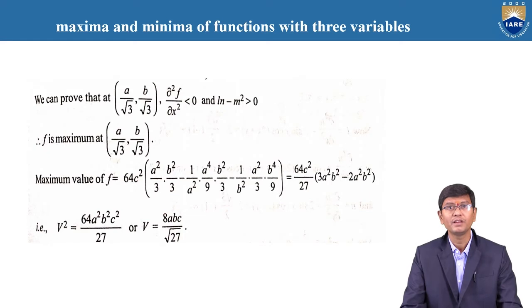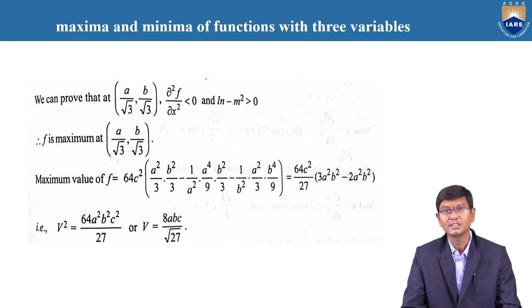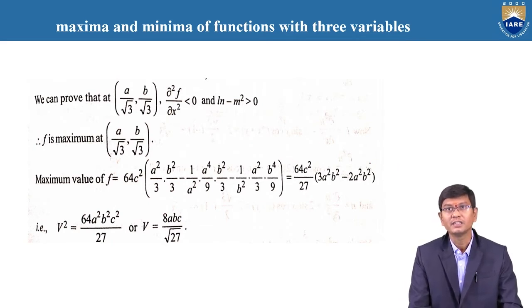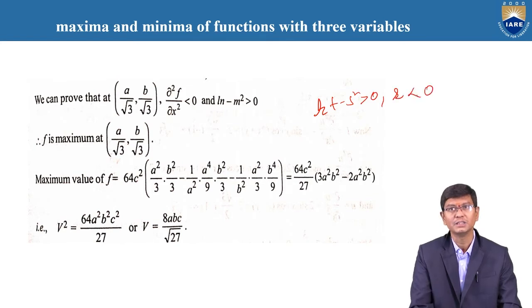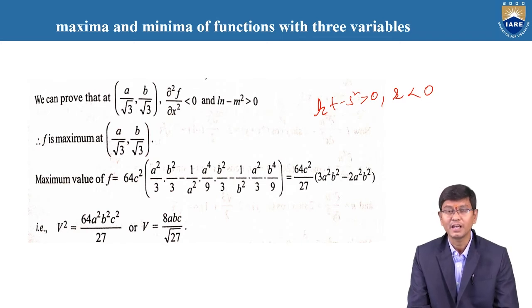Therefore, using the stationary points a by root 3, b by root 3, the values are such that R is less than 0 as well as RT minus S² is greater than 0, where R is ∂²/∂x². The function is then said to have a maximum point. In other terms, RT minus S² greater than 0 and R less than 0 means the function is maximum at the point a by root 3, b by root 3.